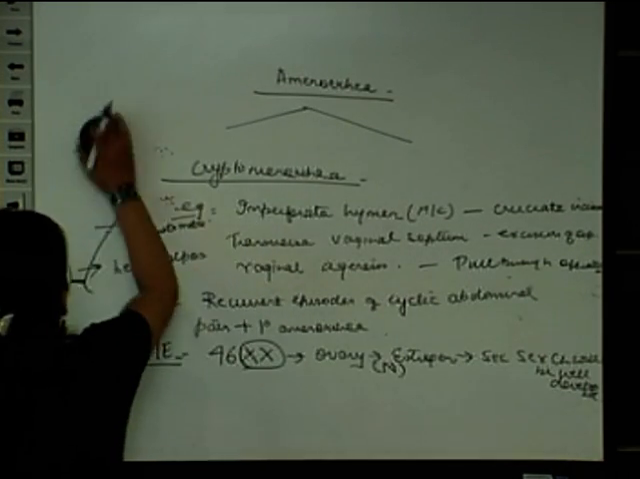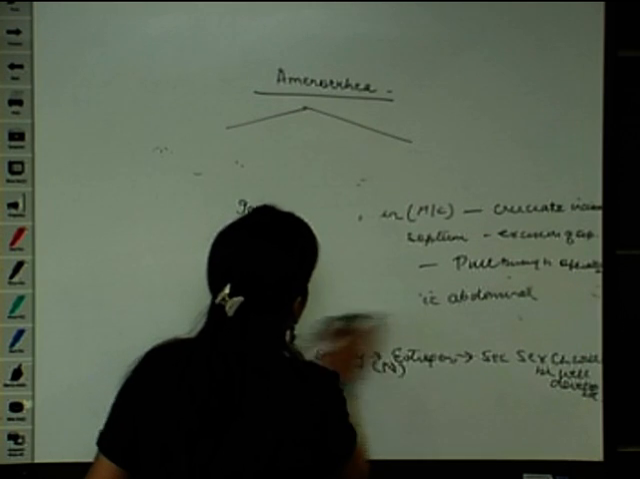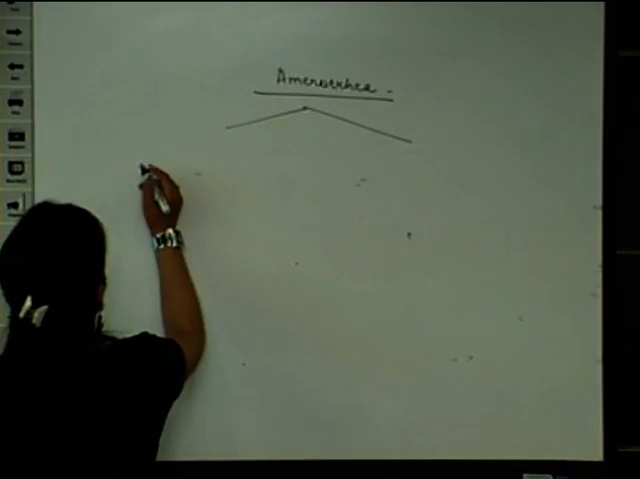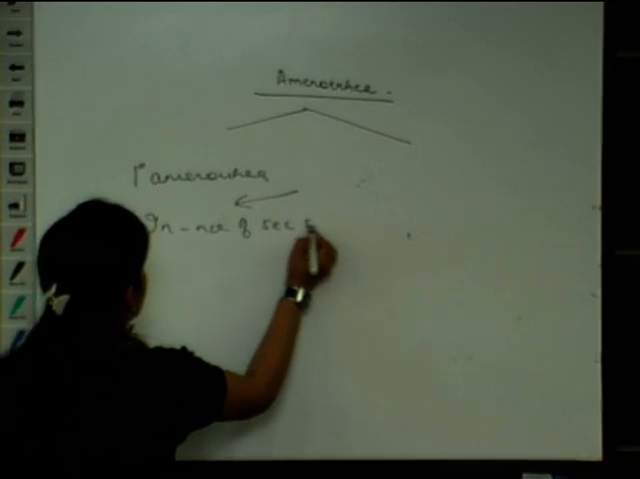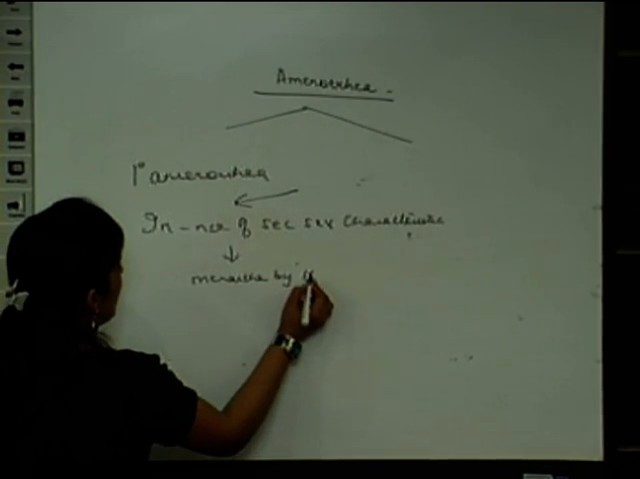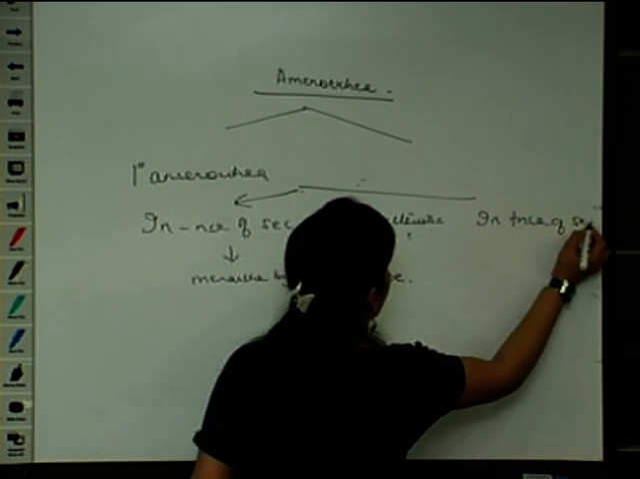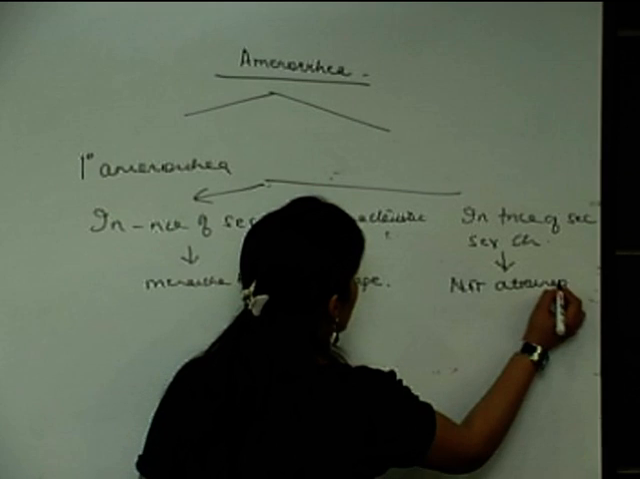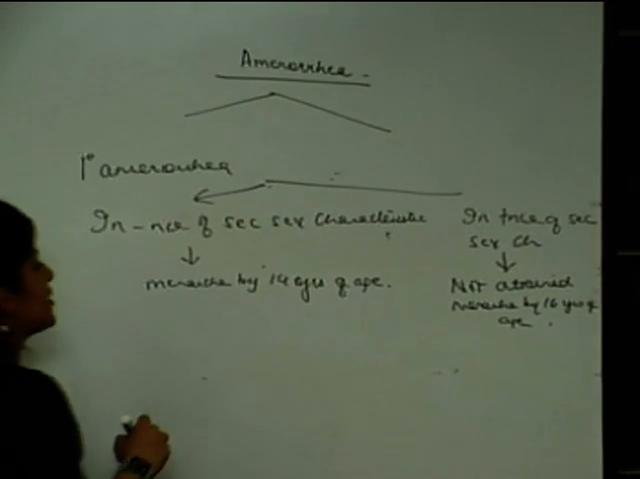Coming to true primary amenorrhea. True primary amenorrhea means that if secondary sexual characteristics are absent, then menarche has not been attained by the age of 14 years. So primary amenorrhea means in absence of secondary sexual characteristics, menarche is not attained by 14 years of age, and in presence of secondary sexual characteristics, menarche has not been attained till 16 years of age. That is what is meant by primary amenorrhea.